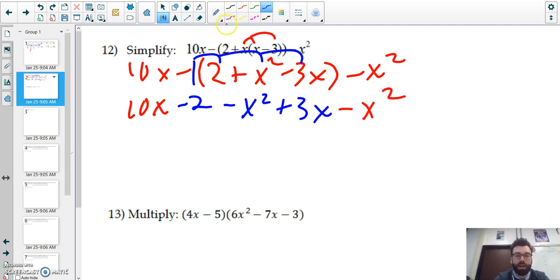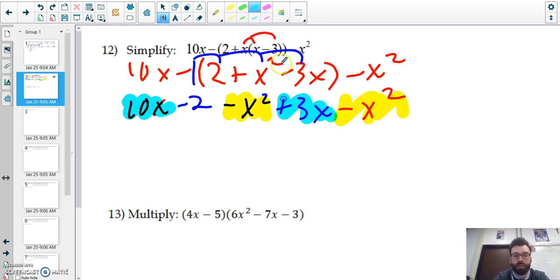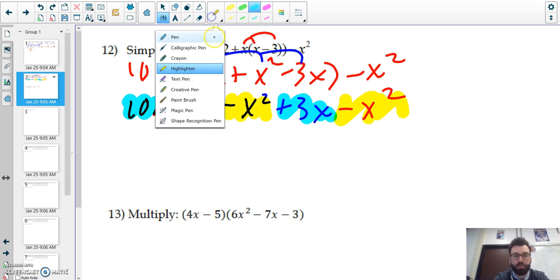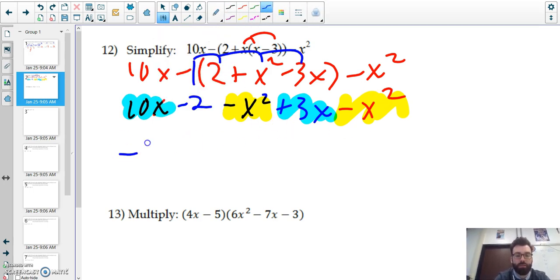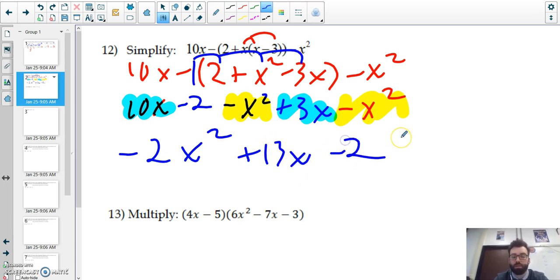Combine my like terms now. There's a like term, here's a like term, and a like term. So, how many x squareds do I have? I have -2x squared plus 13x minus 2. I know it doesn't say this, but there are 3 terms here. Degree of 2, my leading coefficient is -2.